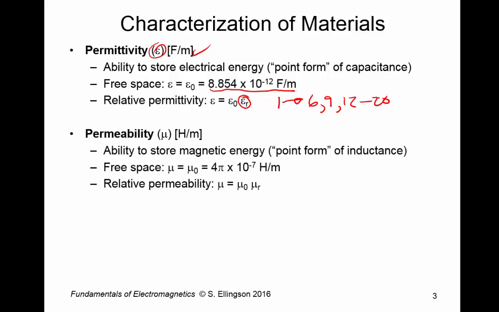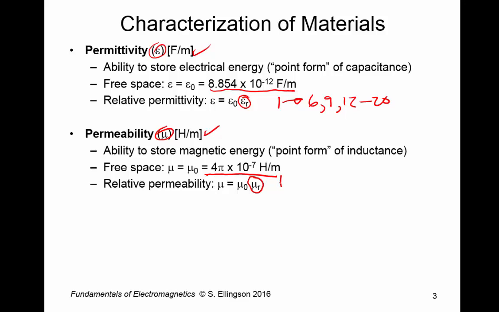Second parameter, permeability. This is given by the Greek letter mu. We express it in henries per meter, in other words, inductance per unit length. And you can think of it as being a point form of inductance. In free space, the permeability is 4 pi times 10 to the minus 7th henries per meter. And like with permittivity, we express the permeability of other materials as some multiple of the free space permeability, mu sub r. So for most materials, mu sub r is 1, the same as in free space.